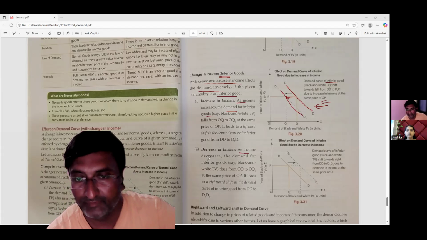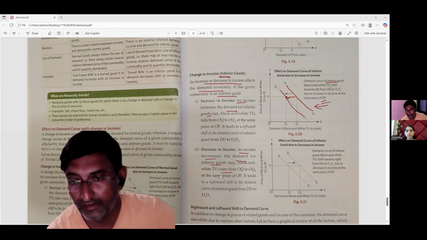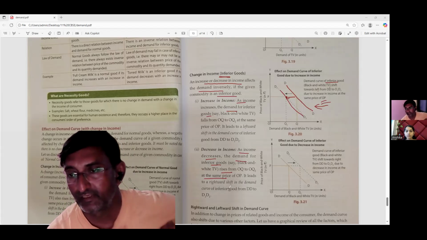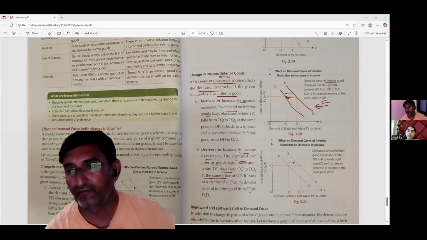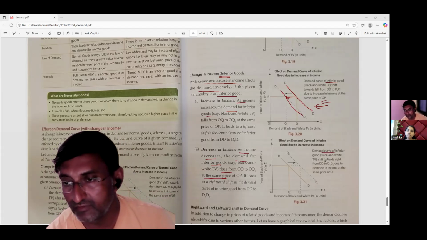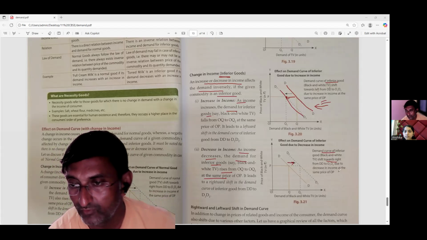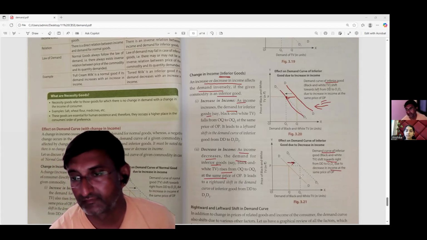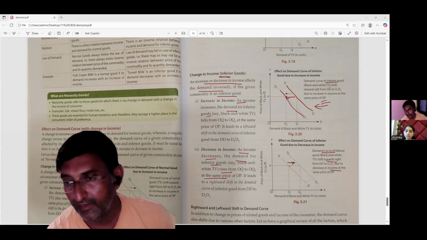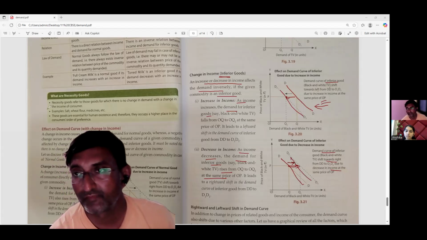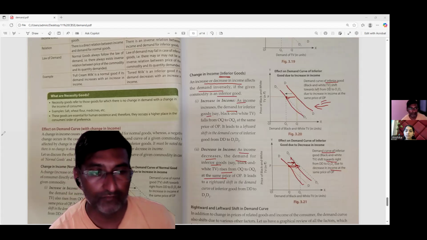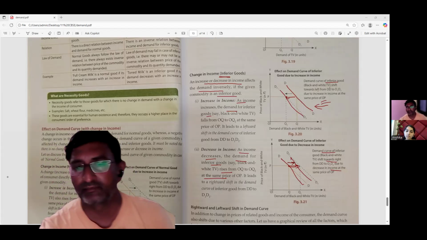Decrease in income: as income decreases, the demand for inferior goods rises at the same price. It means what? Again it is related to the black and white TV. Demand for inferior goods, that is the black and white TV, shifts towards the rightward side due to the decrease in income at the same price. If income decreases, demand for the black and white TV will increase. So it is switching from DD to DD1. Both are examples of the black and white TV. You can take vada pav or any other example. That is not a big thing.